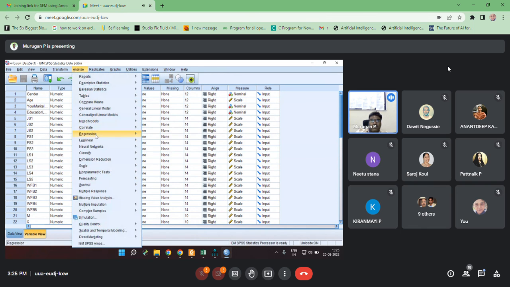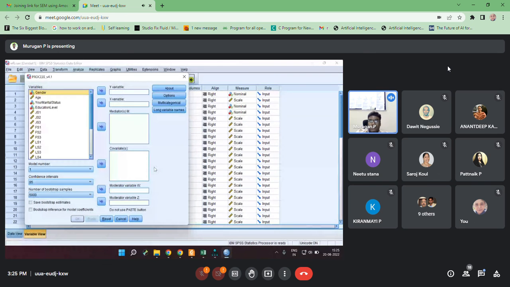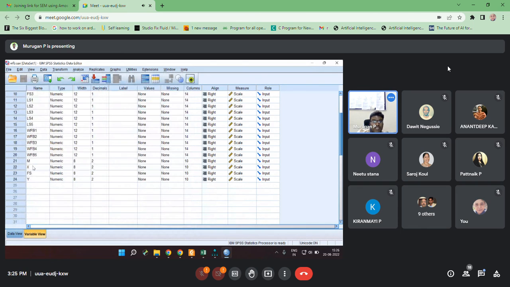Analyze, Regression. After the installation of the PROCESS macro, you get this option here. Just click it. I know that model number 4 is the simple mediation model as far as the PROCESS macro is concerned. Here I have two antecedents. This X is my job satisfaction. Let me rename the variables. This X is JS, this is work family balance, and this Y is life satisfaction. I took the mean score for these four constructs, so that is available in my data.